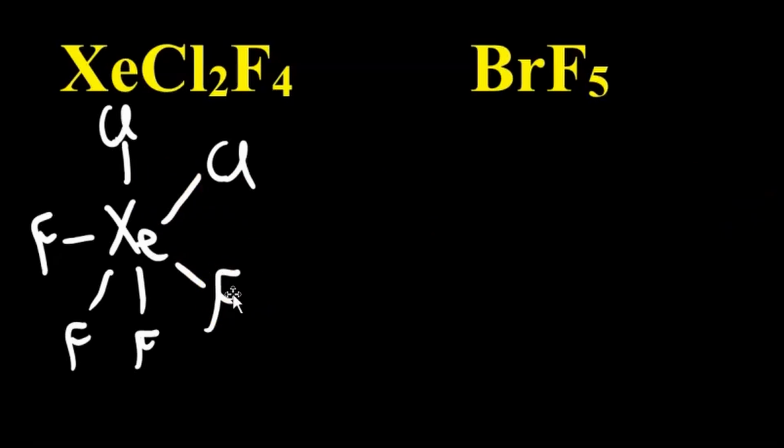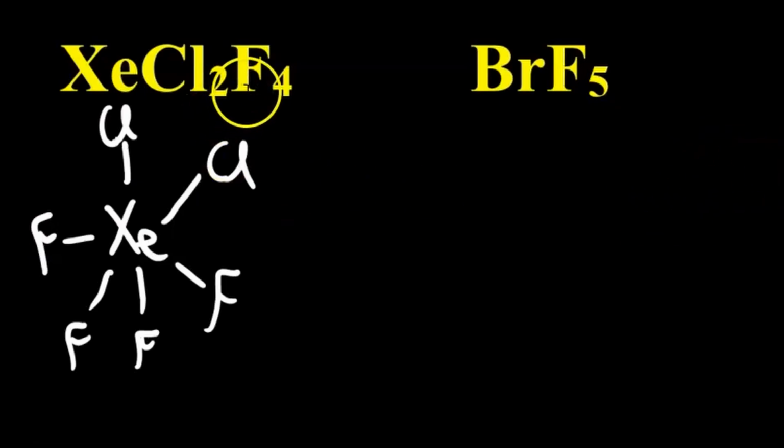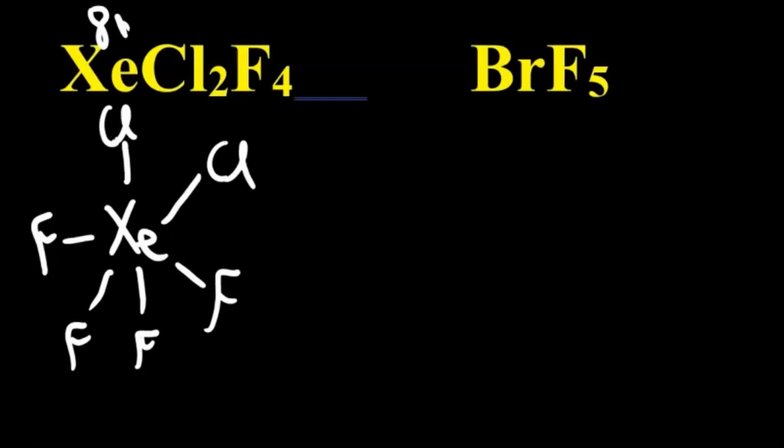Step 1. Step 2 is to add the electrons. Xenon has 8 valence electrons. Here's xenon here. If we count from the left, 1, 2, skip the transition metals, 3, 4, 5, 6, 7, 8. It has 8. Fluorine has 7. If we count from the left, 1, 2, 4, 5, 6, 7. So fluorine has 7. And chlorine is right below fluorine, so if we count from the left, we'd get 7 as well. So we have 8 plus 7 times 2 plus 7 times 4, which is, I believe, 50.